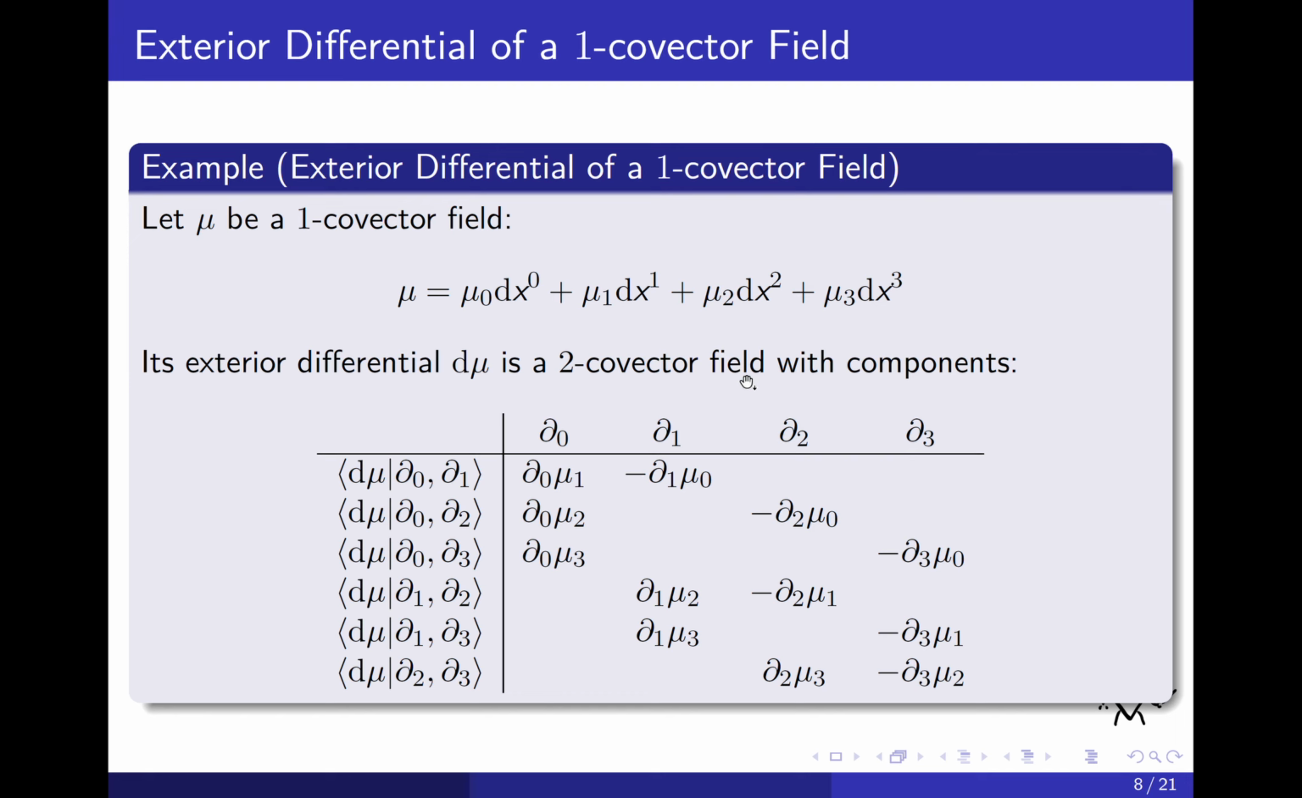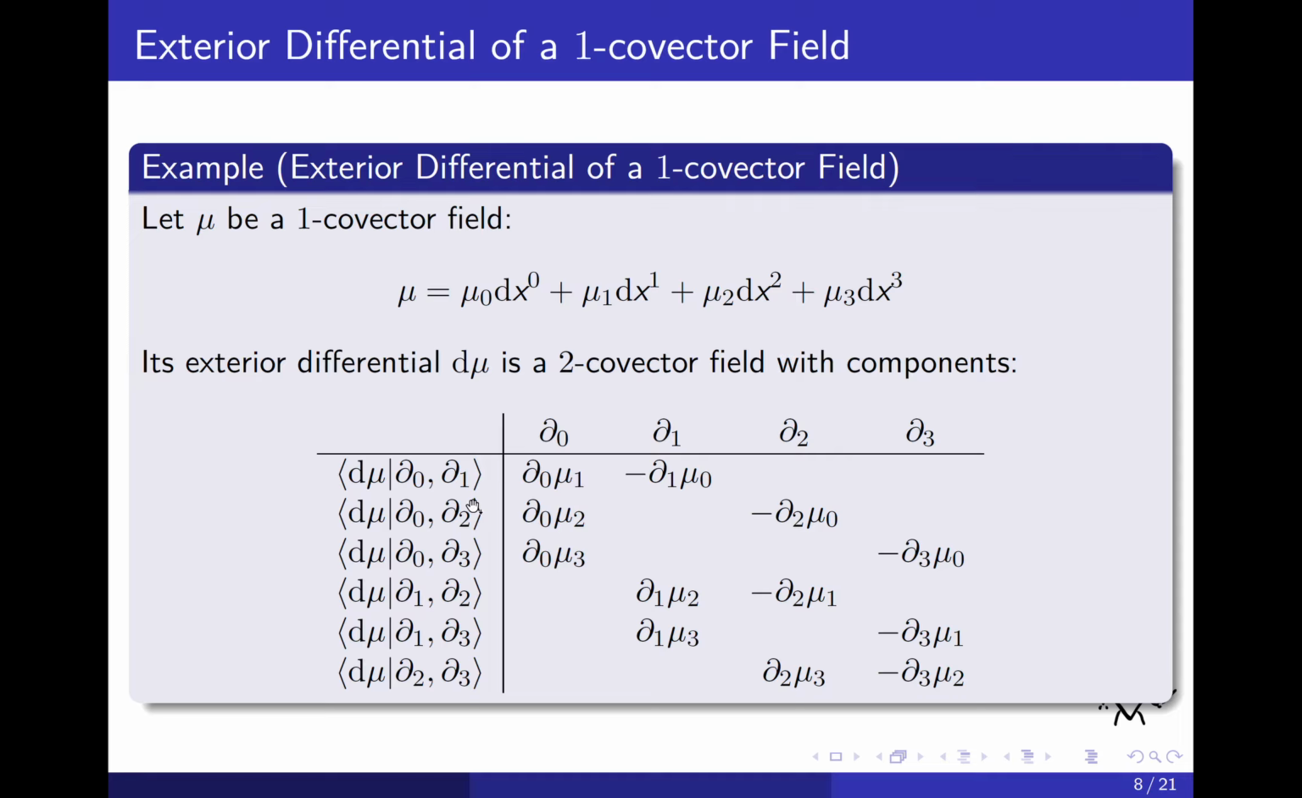Afterwards, we define the exterior differential of a one covector field. What do we mean by a one covector field? It is just a linear combination of those dx0 to dx3, and the coefficients mu0 to mu3 are just zero covector fields, i.e., they are smooth functions in terms of the variables x0 to x3. The exterior differential of this one covector field is a two covector field with the following components.